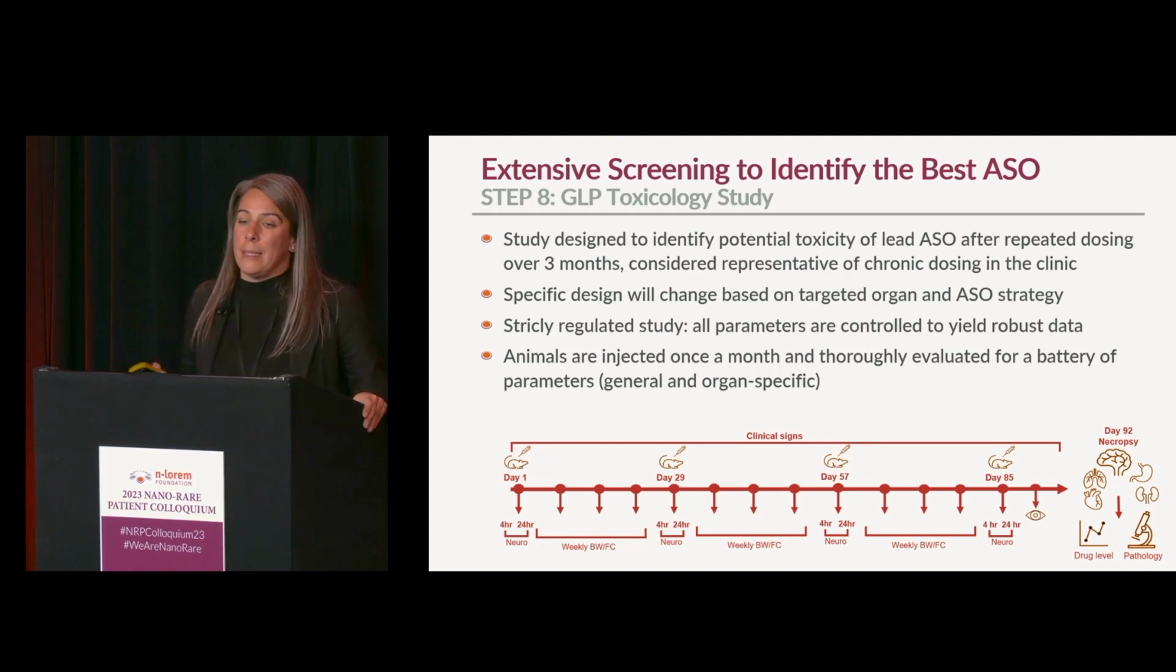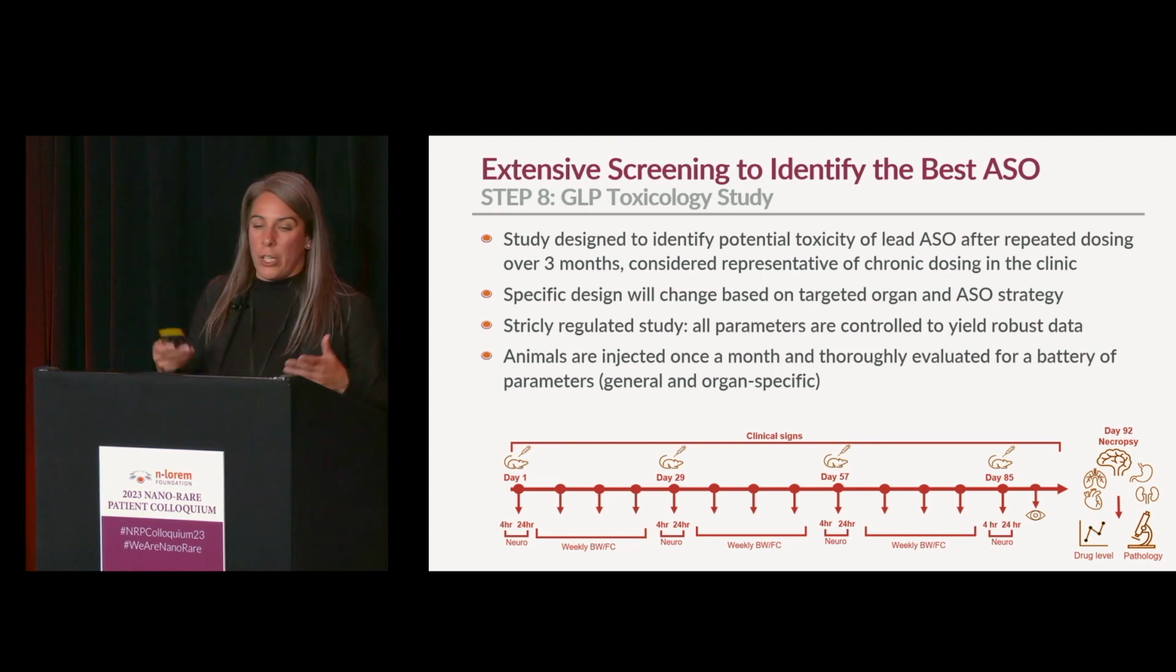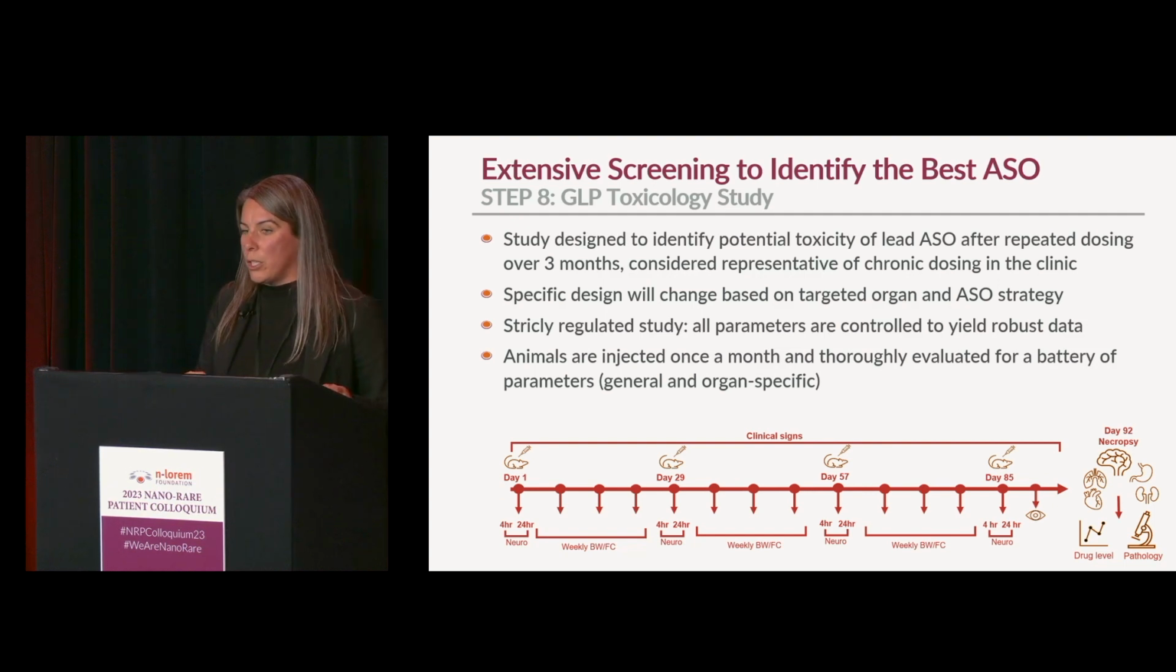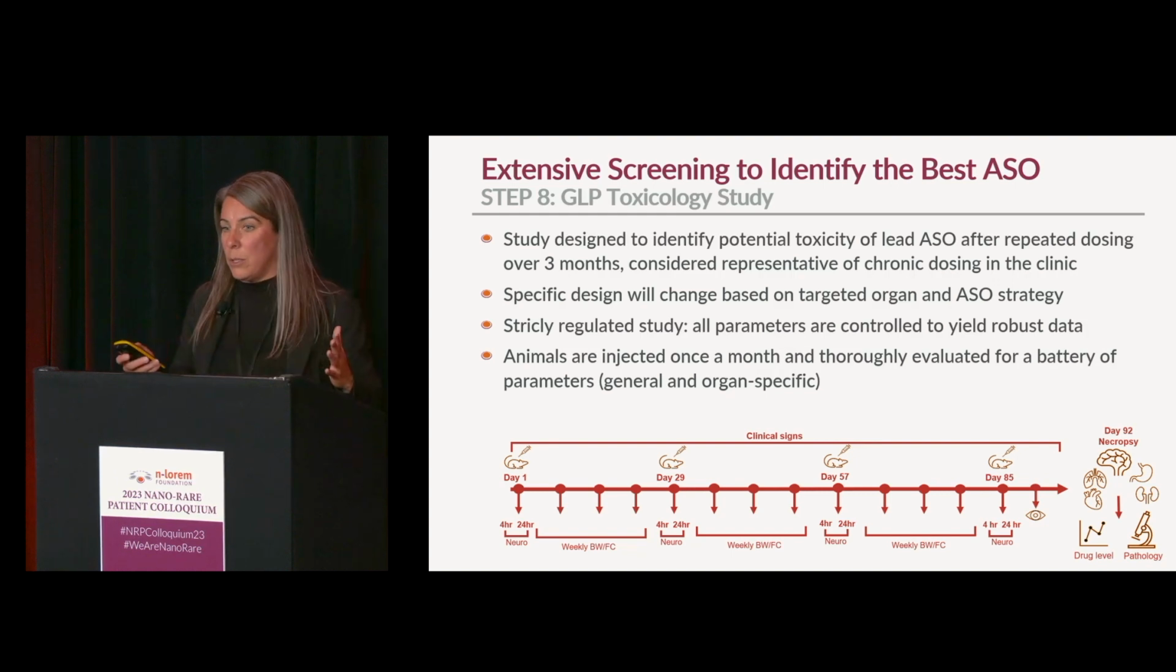And in this CNS example, animals will be injected once a month by intrathecal injection, and we will look at them over a period of 3 months. And some parameters that are evaluated are general, such as body weight, food consumption, but other parameters will be specific to the organ that we're more interested in. And so it would be neurobehavioral assessment here that we do on a regular basis over the course of the study. And then at the end, animals are taken down. We collect tissues to look for any abnormal pathology finding. And we also look at drug level in those tissues to understand the distribution of the drug.